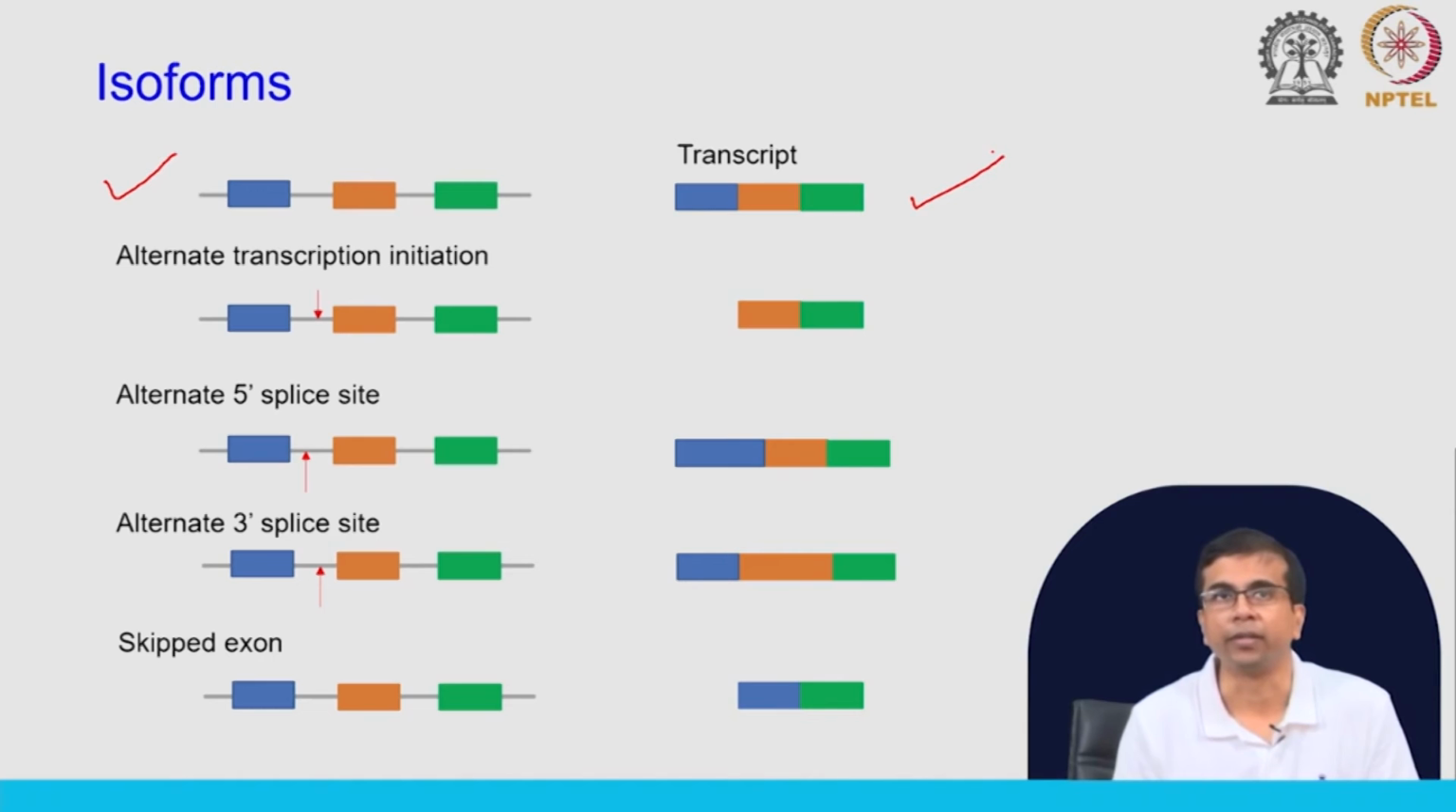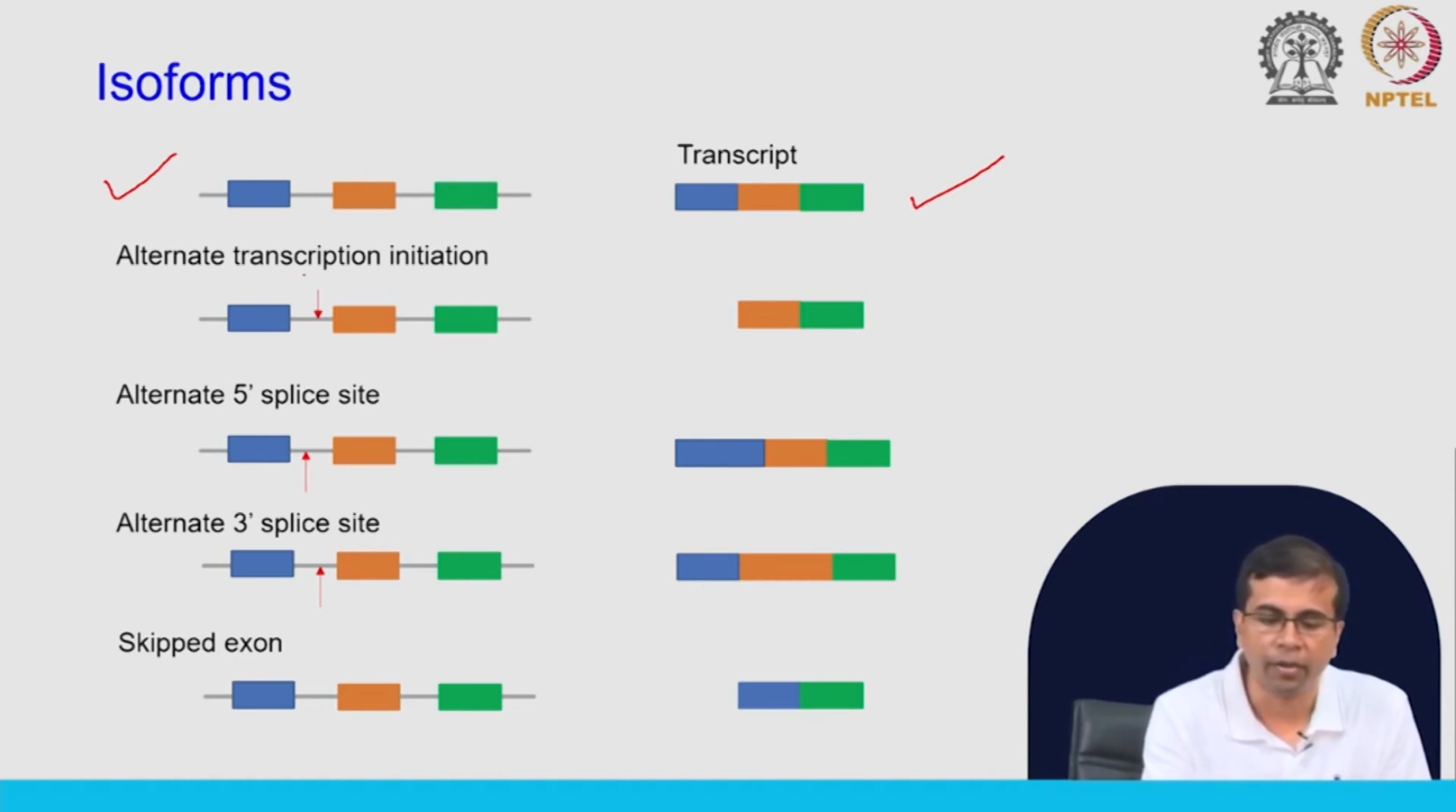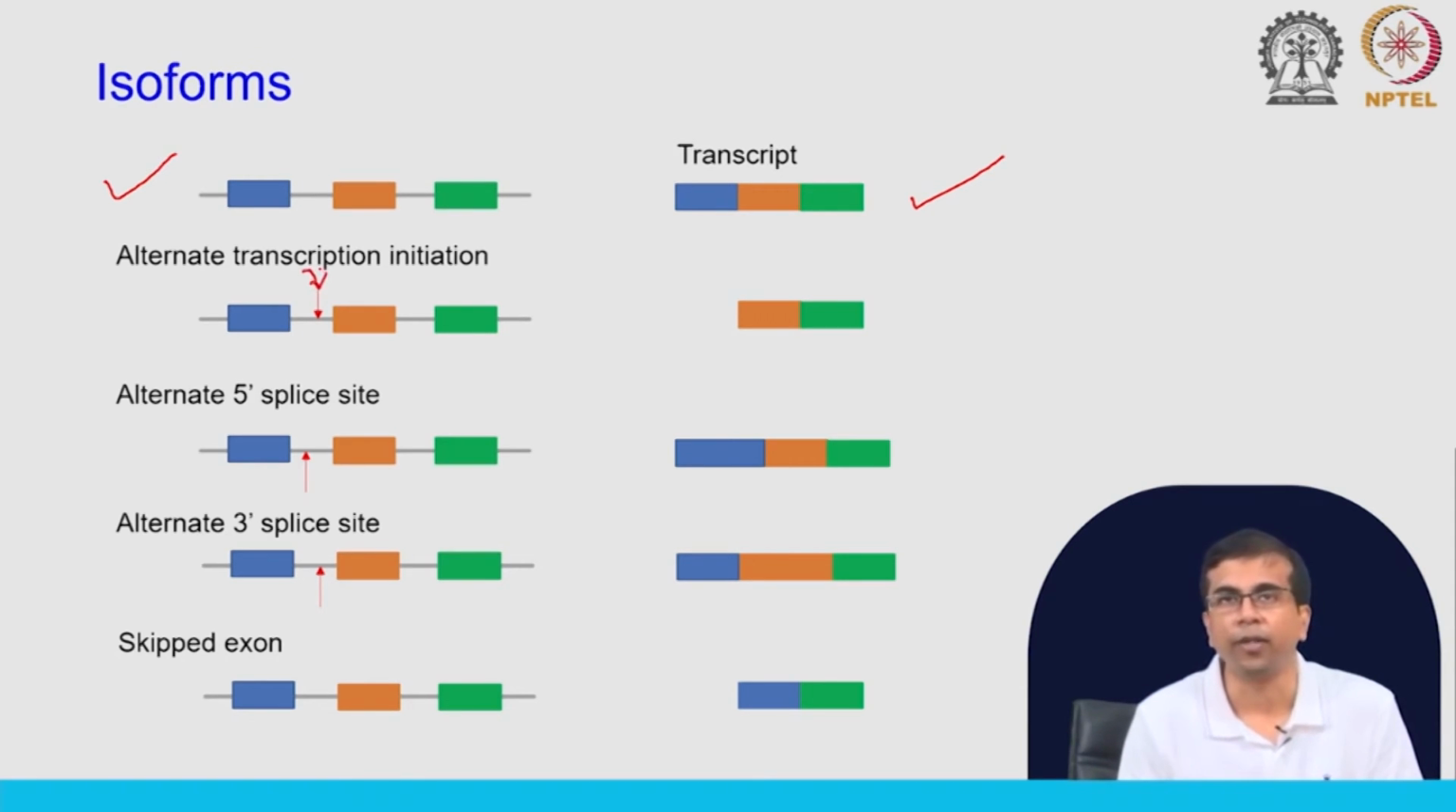Now, there are different types of processes that can generate these isoforms. One type of process is that you can have alternate transcription initiation, so transcription initiation happens at a different place. Here maybe the transcription initiation happens in this place given by this red arrow, and what that means is you will end up with only these last 2 exons. The first exon will not be there.